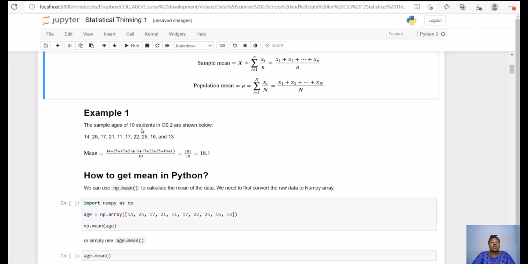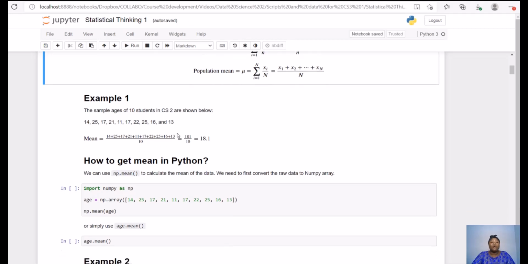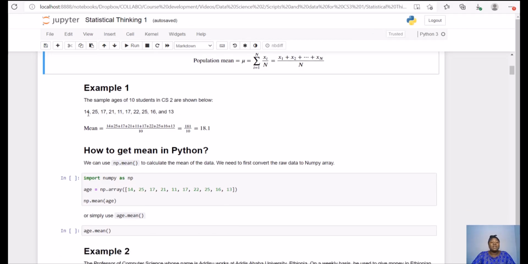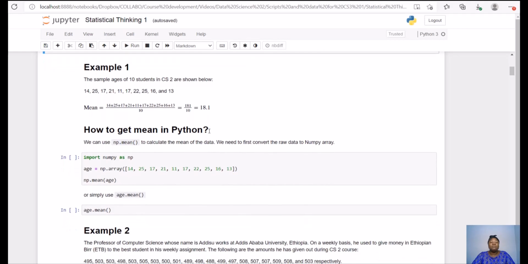Supposing that we want to add ages of 10 students for CSE2. So if these are their ages and they vary, we have 14, 25, 17 up to 13. So to calculate the mean now, we add up all of the numbers. Since the numbers are 10, we divide by 10 and our result is 18.1. So that is the mean age.